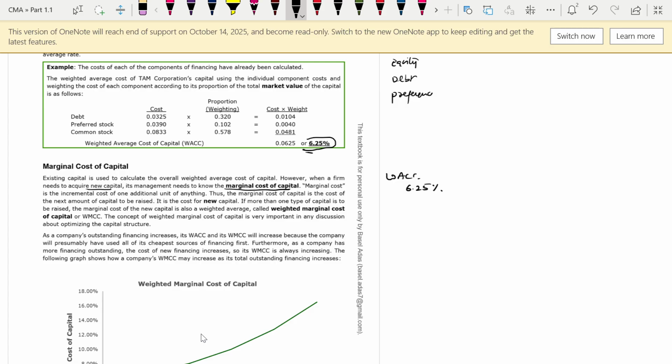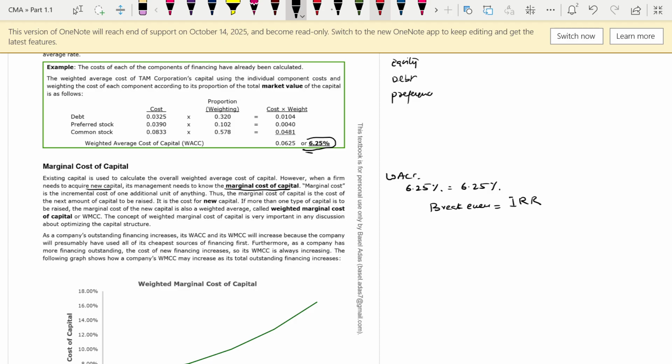You have to earn more than 6.25. Then only there will be a positive value. If you are earning less than 6.25, or if you are earning exactly 6.25, it is going to be a break even. We have calculated the internal rate of return, where the NPV is going to be 0.